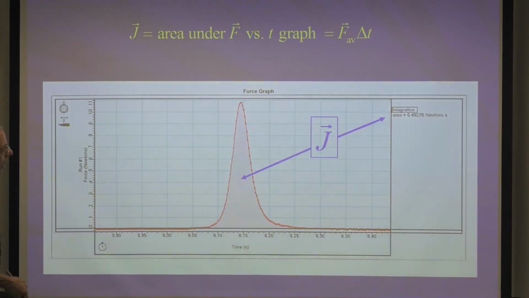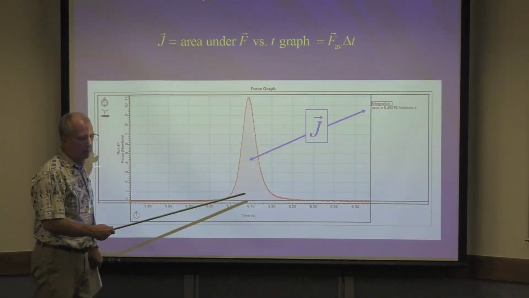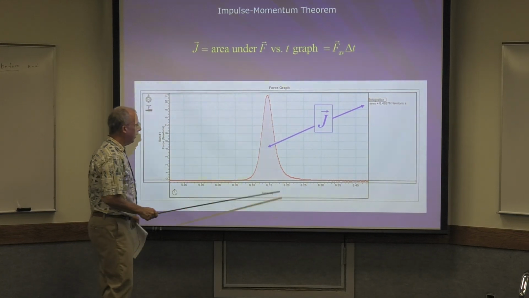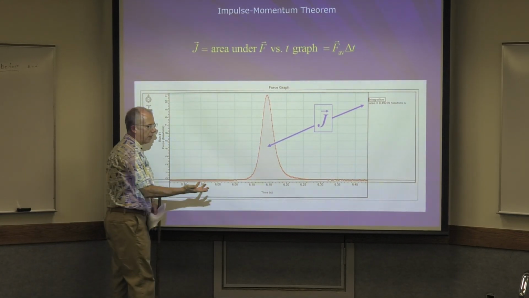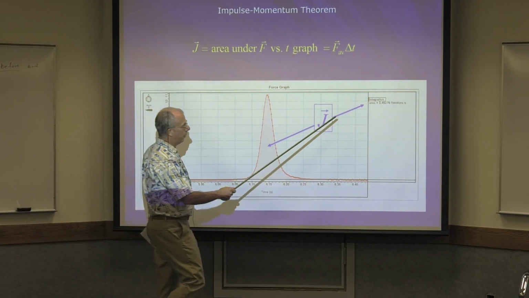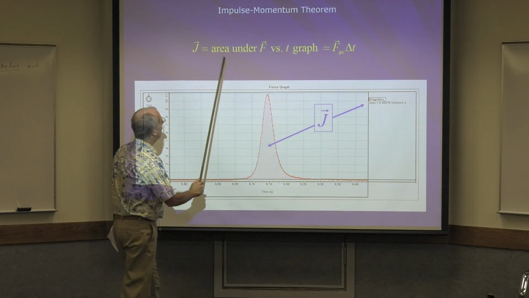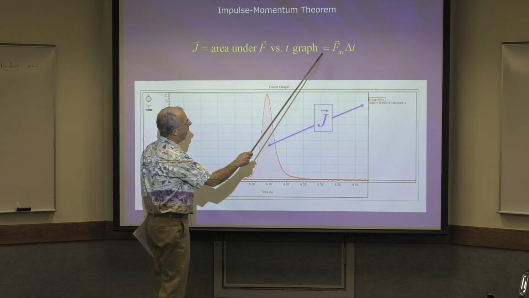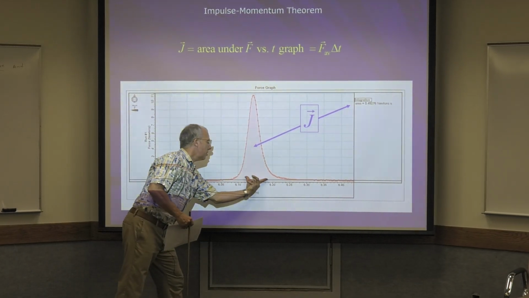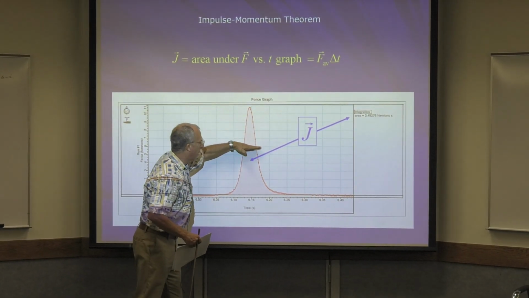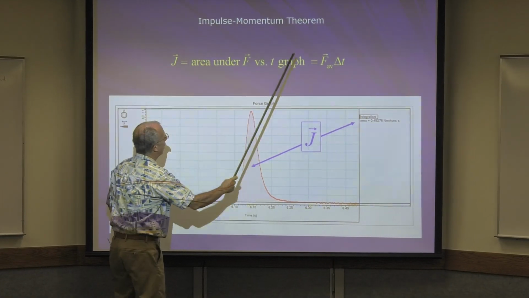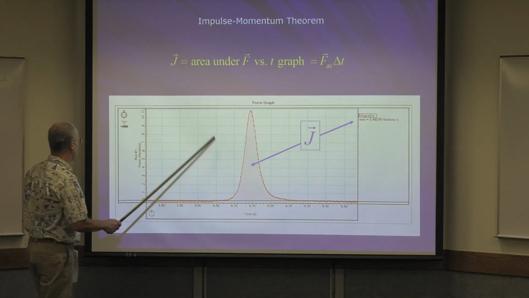Now, you'll get to play with this in lab, and the computer will calculate that area. If it were a nice rectangle, you could do it, piece of cake. But if it's some crazy thing like this, you really need a computer to do it. So the computer will give you that area. Now the impulse is also equal to some average force times the delta t. In other words, if this is delta t, then there's some average force where the average force times the time of collision would equal this area, which equals the impulse.